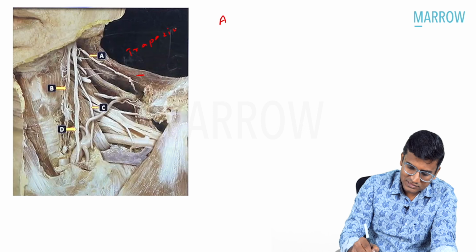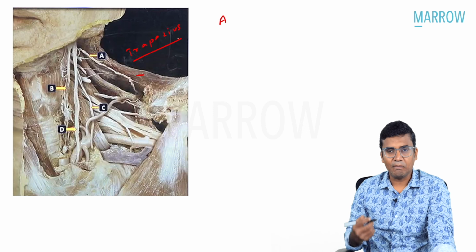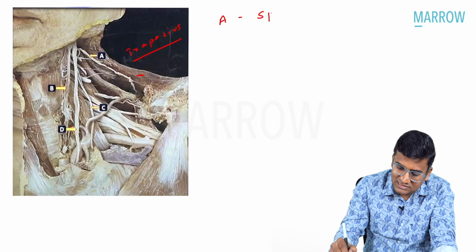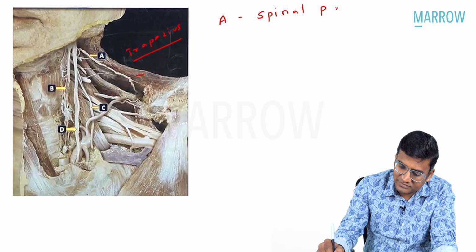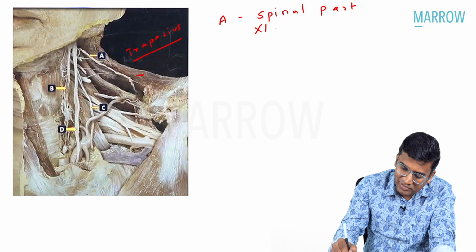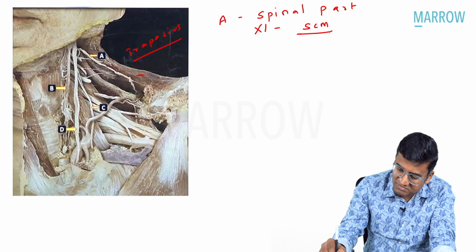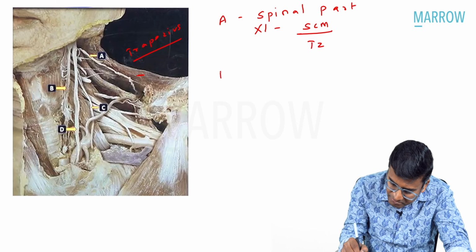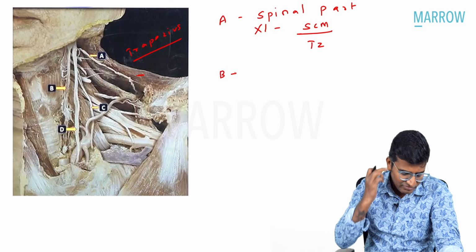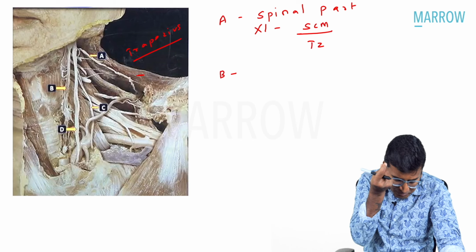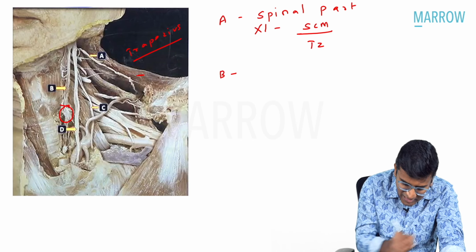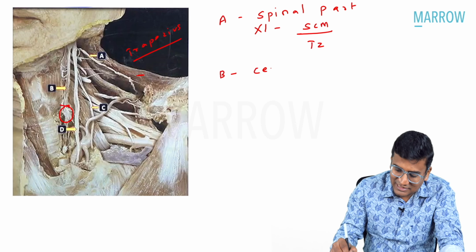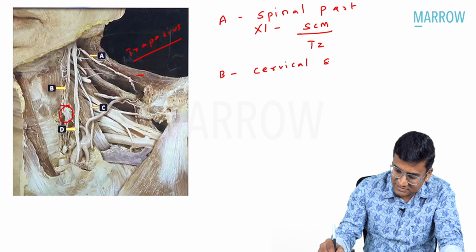Very good. So what is the nerve supply of trapezius? Trapezius and sternocleidomastoid muscle are supplied by the spinal part of the accessory nerve. Very good. Now what about B? Sir, B we are seeing like a thread-like structure, and in between the threads you are seeing some swelling. That is a ganglion. So B is the cervical sympathetic chain.